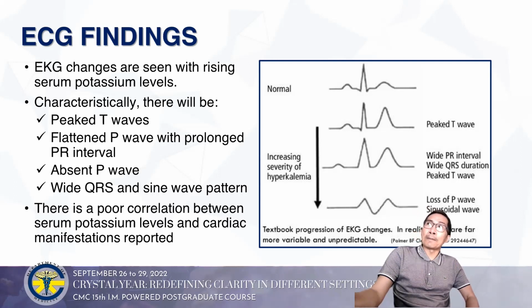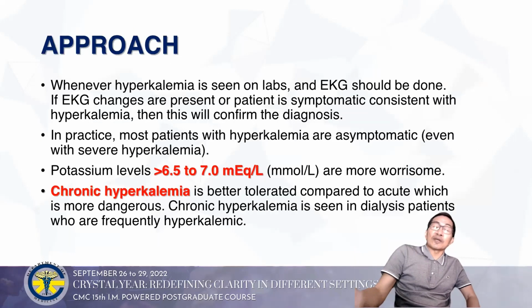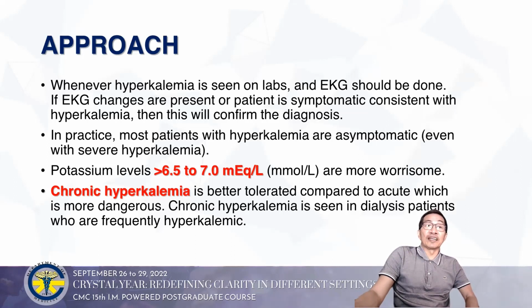In previous studies, they would say that certain changes will be attributed to certain levels of potassium. However, recent studies have shown that there is a poor correlation between serum potassium levels and cardiac manifestations reported. So what does this tell us? Whenever hyperkalemia is seen on labs, an EKG should be done. If EKG changes are present or the patient is symptomatic consistent with hyperkalemia, then usually this clinches the diagnosis. Potassium levels more than 6.5 to 7 are the worrisome levels. Chronic hyperkalemia is better tolerated compared to acute hyperkalemia, which is more dangerous.